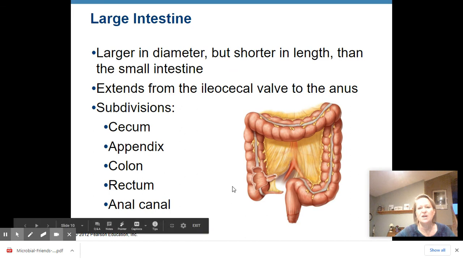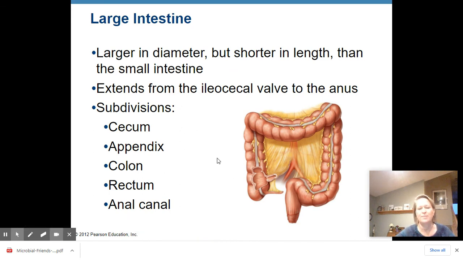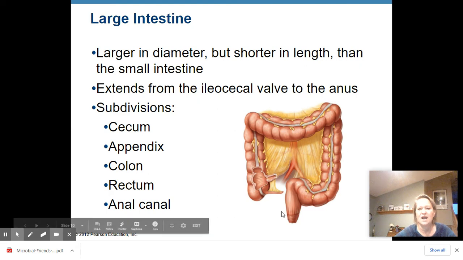When we get to the large intestine, we're not digesting at that point. We're excreting. We're getting rid of the waste. All of the nutrients have already been taken out of the foodstuffs. The large intestine is called large because of the diameter, not because of the length. It extends from the ileocecal valve, which is right here, and then it goes up these subdivisions and out. So we'll go through each of those.